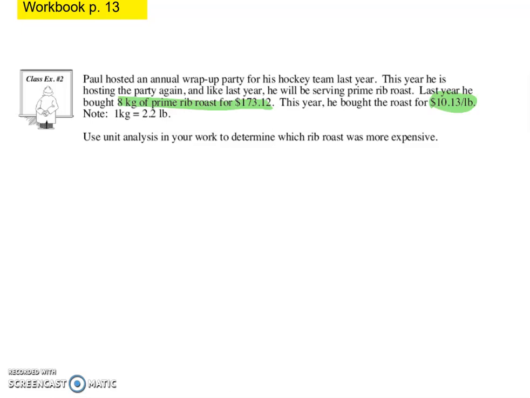So the way I'm thinking is, because they have already given this to us as a unit rate, we know that the price is $10.13 per pound. I'm going to find out what the price last year was per pound. The problem is that they have given us 8 kgs. So for last year, the first thing I'm going to do is change my 8 kgs into pounds. So they've already given us the conversion.